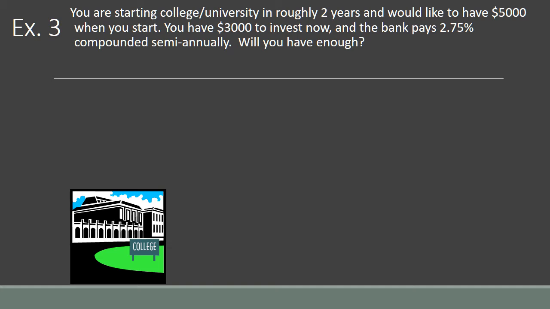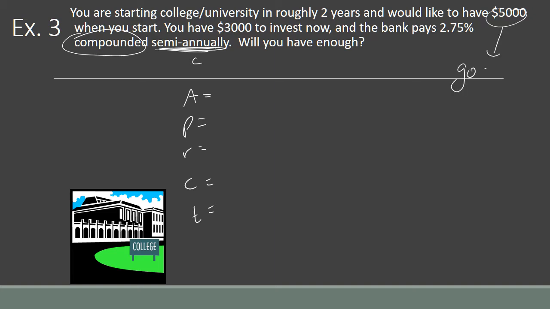So, again, we see compounding semi-annually. That's got to send our mind here. We want to know if we're going to have enough. And remember, this right here is our goal. So we want to see if we'll have 5,000. So let's see what our future value is. We have, not 2,000, we have 3,000.